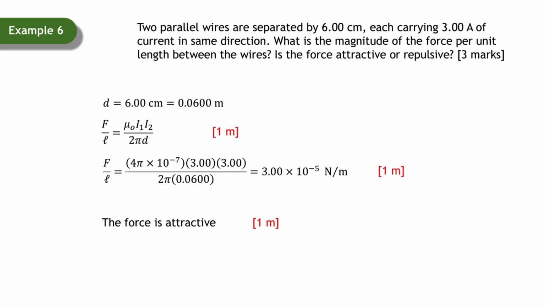Let's apply this in example 6, where two parallel wires are separated by 6.00 centimeters, each carrying 3.00 amperes in the same direction. Using our formula, we find the magnitude of the force per unit length is 3.00 times 10⁻⁵ N per meter, and because the currents are in the same direction, the force is attractive. To verify the attractive force, you may use Fleming's left-hand rule to identify the magnetic force for each wire.